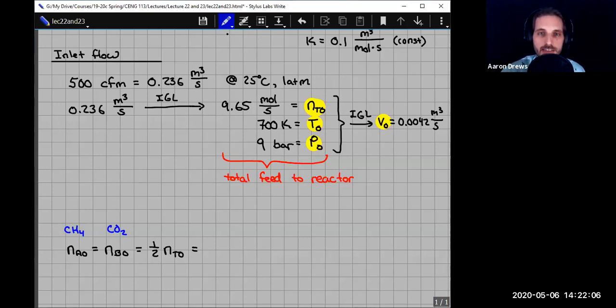And so the actual NT0 that we're feeding to a single tube, which is sort of what we're going to be interested in here. So if we're interested in the feed to a single tube, the feed to a single tube is what we had before, 9.65 moles per second, divided by the number of tubes that we have, which is 15. And so this new NT0 is going to be, I think, 0.644 moles per second.